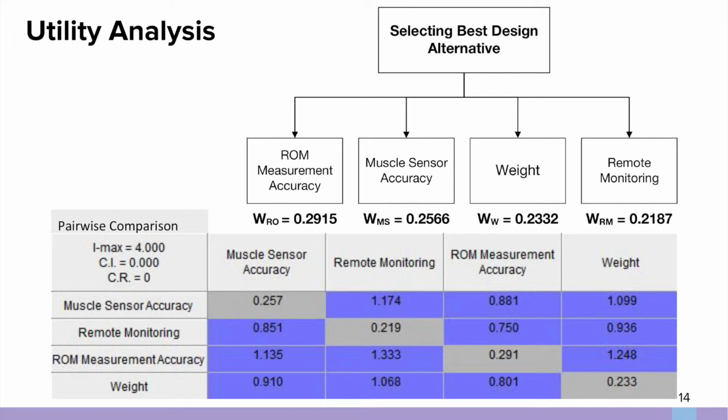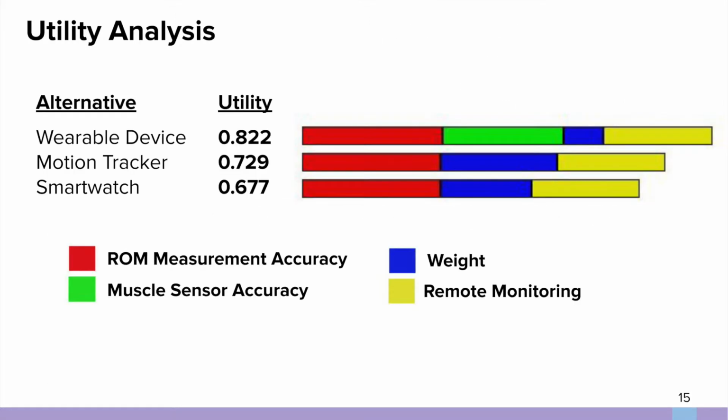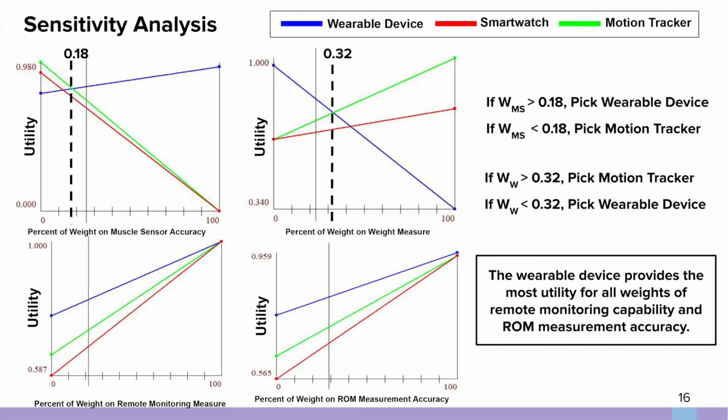A multi-attribute pairwise comparison was conducted to determine the weight of each requirement. The results indicated that the wearable device provides the most utility. Sensitivity analysis of the design alternatives indicates that the wearable device provides the most utility for all weights of remote monitoring capability and range of motion accuracy. However, the motion tracking device is the preferred alternative when the weight of the muscle sensor accuracy and physical weight are below 18% and above 32% respectively.